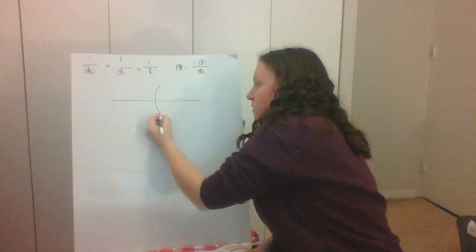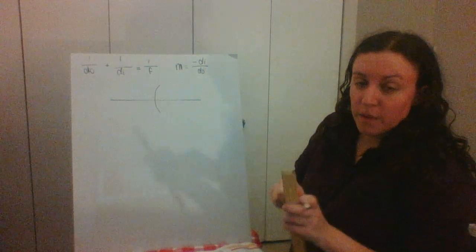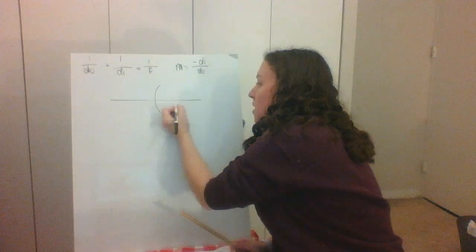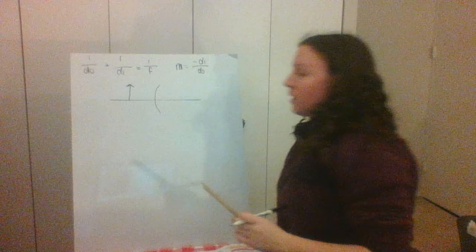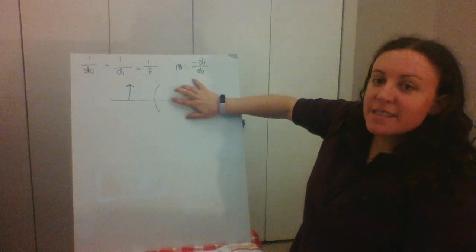And convex goes the other way. So our mirror is still over here. Now I'm going to put my object over here. Now everything over here is inside the mirror.